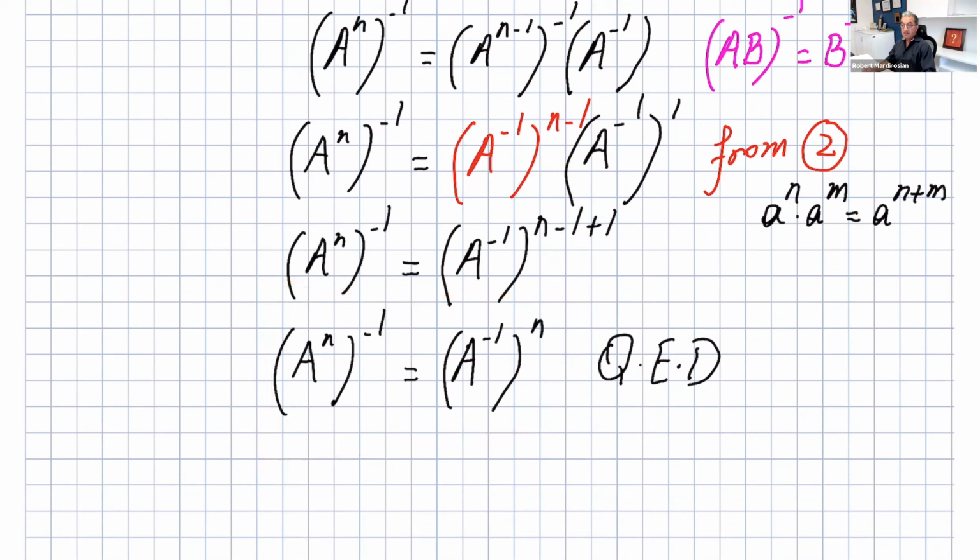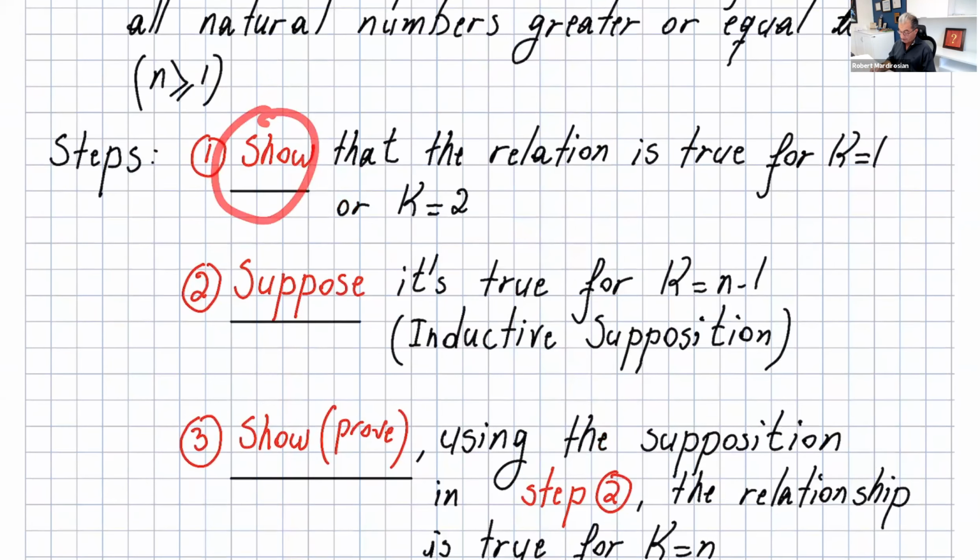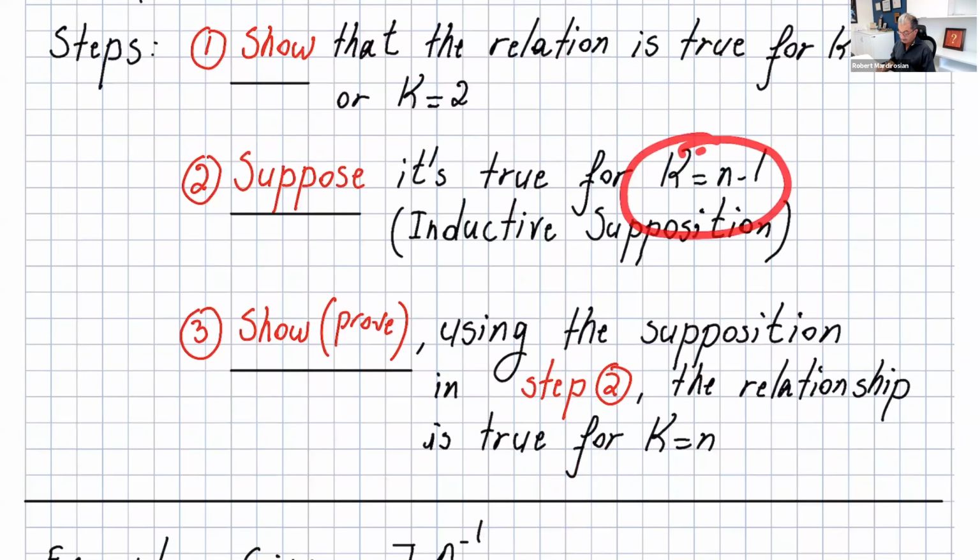Now in the next lectures we're going to see more inductions, but just try to remember again these 3 steps. Show for k equals 1 or k equals 2. The second step is suppose it is true for k equals n minus 1, so you substitute k by n minus 1. That's the inductive supposition. And supposing the second step is true, you prove the main equality or the statement at step number 3.